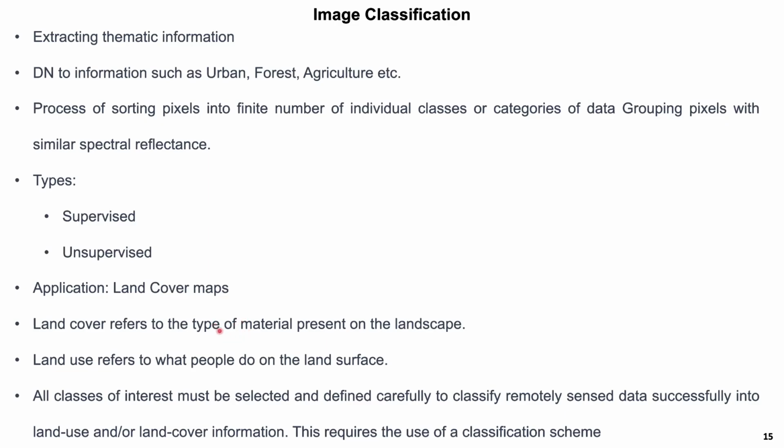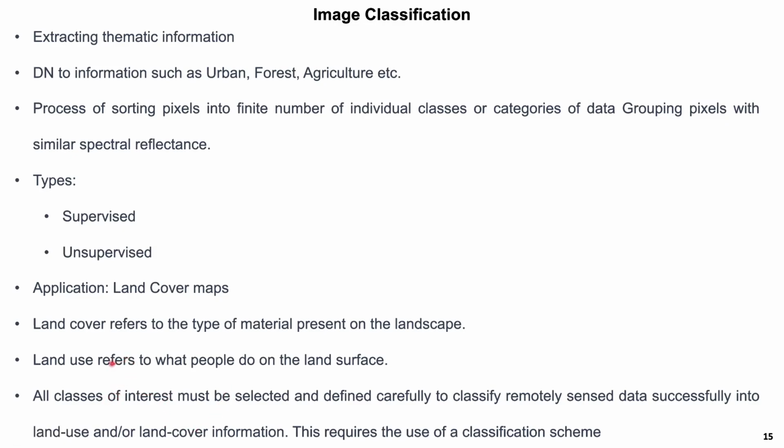And in the land cover maps, you need to understand two different terms. One is land use, and another is land cover. Land cover refers to the type of material that is present on the landscape naturally, and land use is what people do on the land surface. These are two different terms that are usually confused.